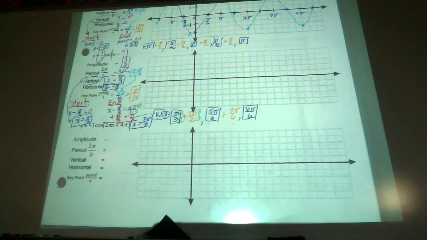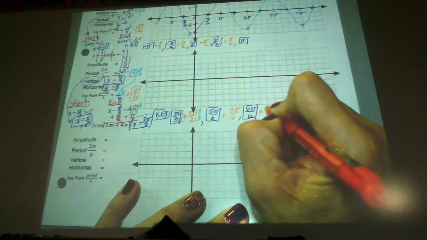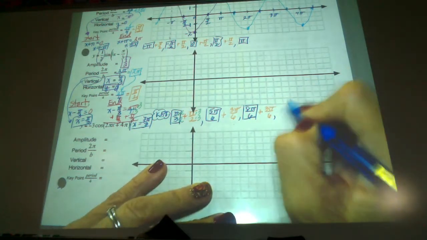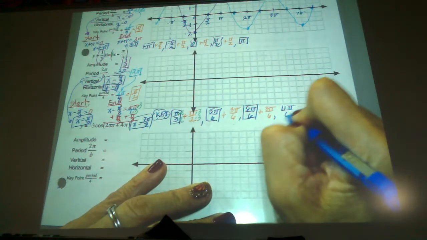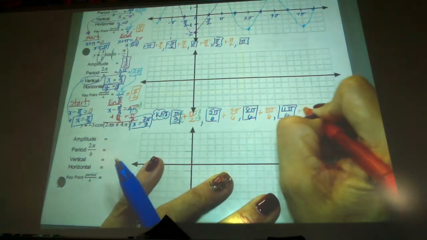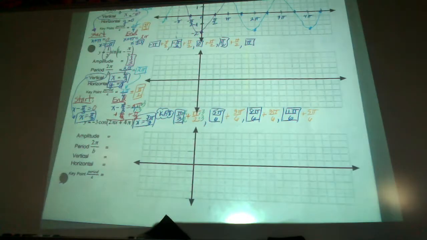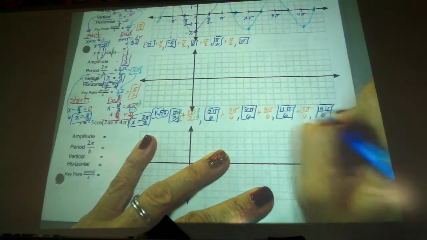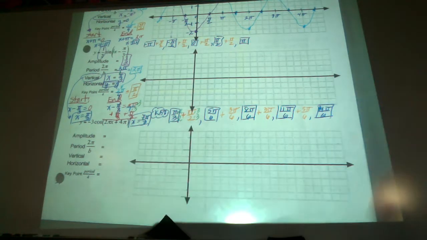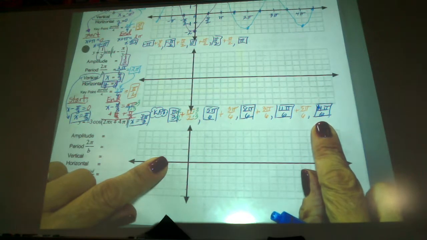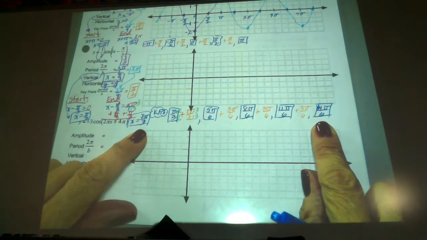So that's 3. I need 2 more. I'm going to add another 3 pi over 6, and that's my pi over 2. And I get 11 pi over 6. So there's 4, and 1 more. 3 pi over 6 gives me 14 pi over 6. 14 pi over 6 reduces to what? 7 pi over 3. And so that's the end of those.